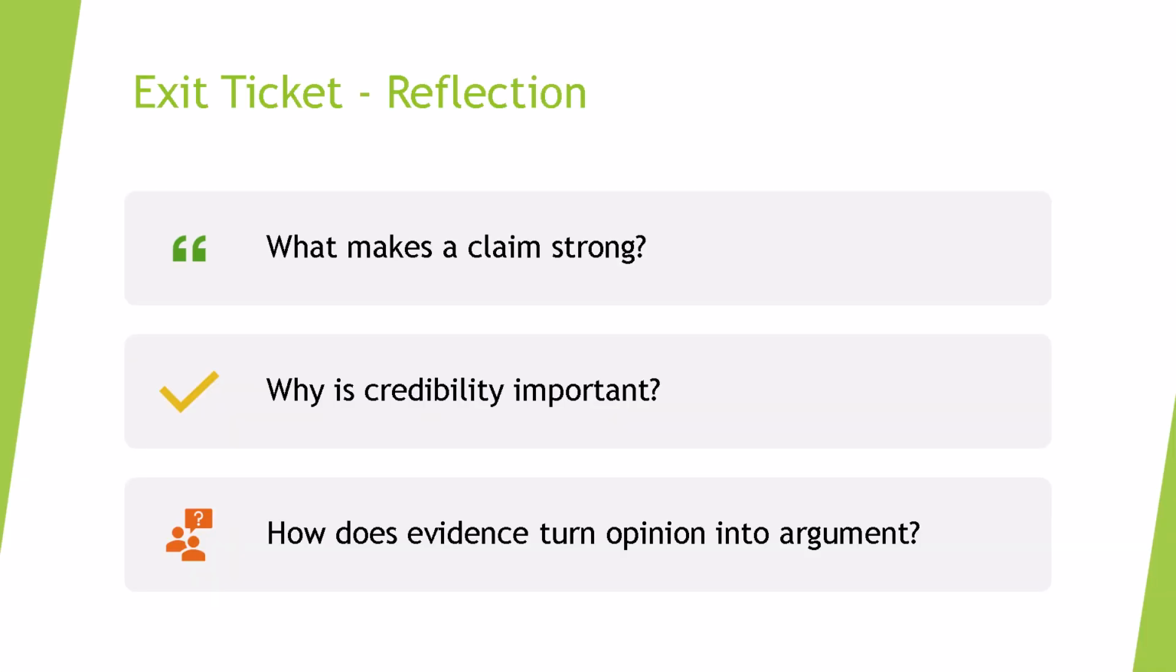And to wrap it up, we want to reflect on these 3 questions. What makes a claim strong? A strong claim is specific, it's arguable, and it's supportable with logic and research. Why is credibility important? Well, it ensures that your readers trust your ideas. It's separating informed argument from mere opinion. And then, how does evidence turn opinion into argument? Well, evidence proves that your reasoning is grounded in fact, not emotion. And when you can explain your logic and you can back it with data, you move from opinion to persuasion. And that's the mark of an effective writer.